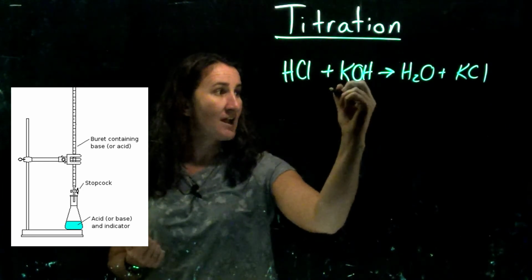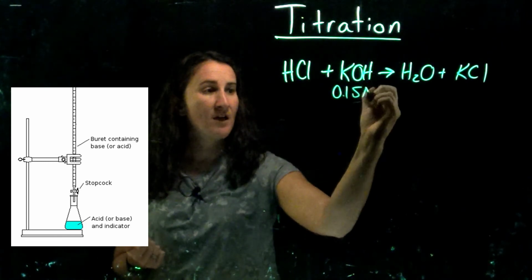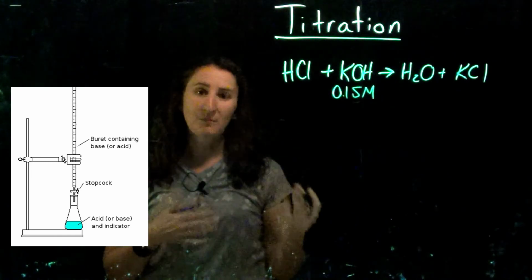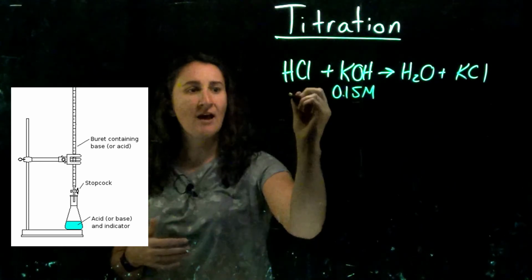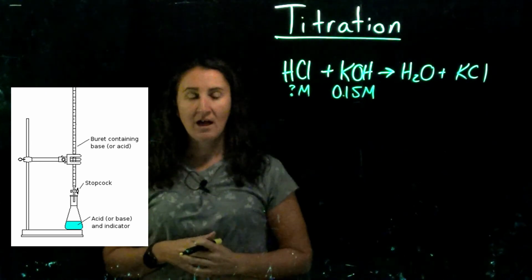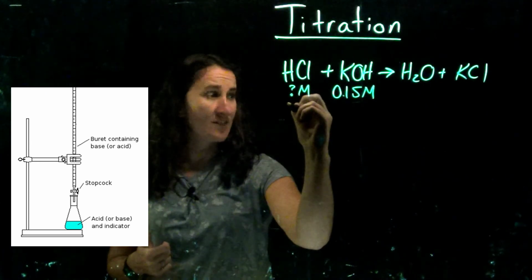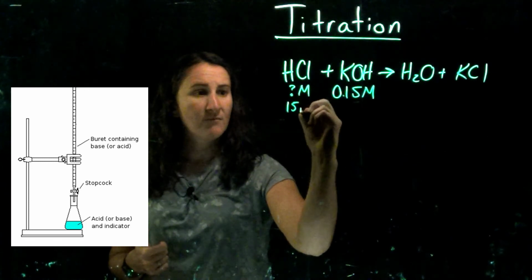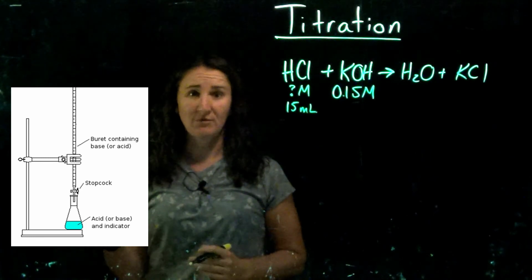How has it been standardized? Well, we know that we have a 0.15 molar solution. So that's moles per liter. And we're going to use that to find out what the molarity of the hydrochloric acid is. What we do is put a known amount of our hydrochloric acid, in this case 15 milliliters, into an Erlenmeyer flask below the burette.